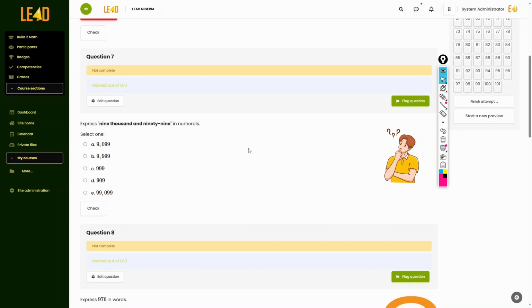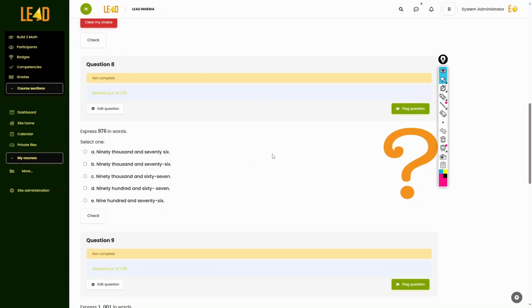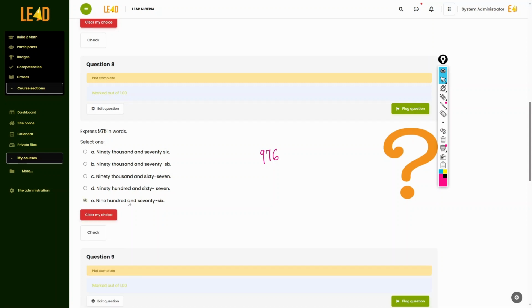Okay, so the same question again. Express 9,099 in numerals. So now the option is A. Okay, express 976 in words. Okay, so that's 976. 900, because the 9 is in the hundreds place value, right? Yeah, so 976. That is option E.